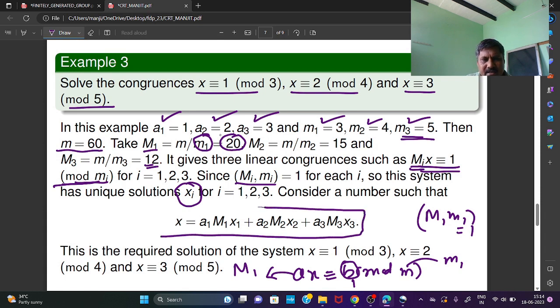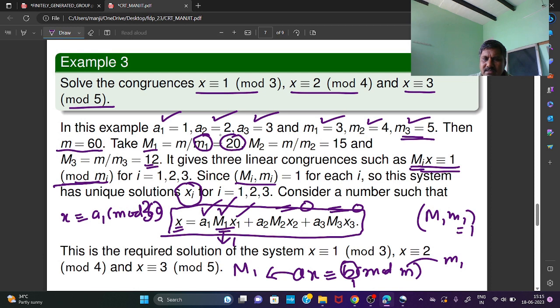Now we can make a linear combination like this. a1 is given, M1 is given because small m1 is given, and x1 we have determined by solving this equation. Taking all this into account, we see that this satisfies the equation. If we divide this expression by 3, we see that M3 is a multiple of 3, so it is 0. M2 is also a multiple of 3, so that is 0. And M1 x1 is 1, so this becomes a1 mod 60, or you can say mod 3. So this satisfies the condition.